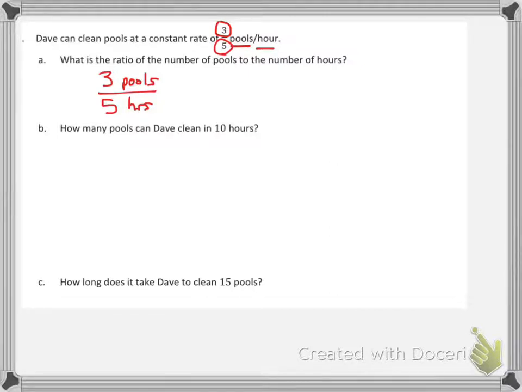How many pools can Dave clean in 10 hours? Well, I'm just going to make a ratio. I'm going to use my ratio, 3/5. Remember, this is pools and this is hours. And I'm going to create an equivalent ratio that also compares pools to hours. Only this time I want my number of hours to be 10. So I'm going to put a 10 here. And now I can see that if I just multiply each of these by 2, so I'm multiplying by the number 2 over 2, then I get 5 times 2 is 10, so I get my denominator the way I like, and then 3 times 2 would be 6. And that is our answer.